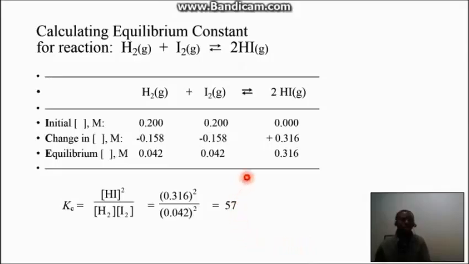We know from here we have 0.316 as our product, but squared, and we have 0.042 as one product and 0.042 as another product. Because they are the same number, we just square them. Instead of saying 0.042 times 0.042, we just square it to get the equilibrium constant, which is Kc.